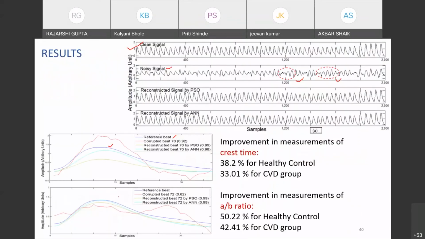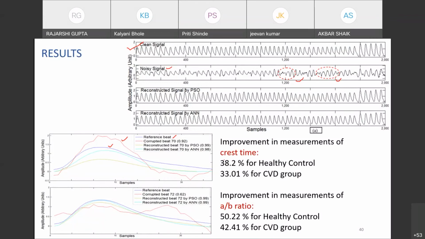So in this way, you can see that the corrupted bit, this one, was corrected and smoothed using this approach, just by simply multiplying each of the samples of a bit by a weight factor, so that it resembles the shape of a clean PPG. This is basically the notion.